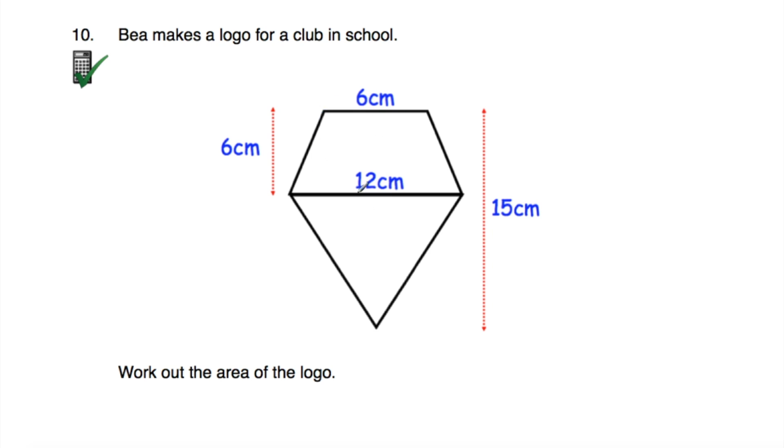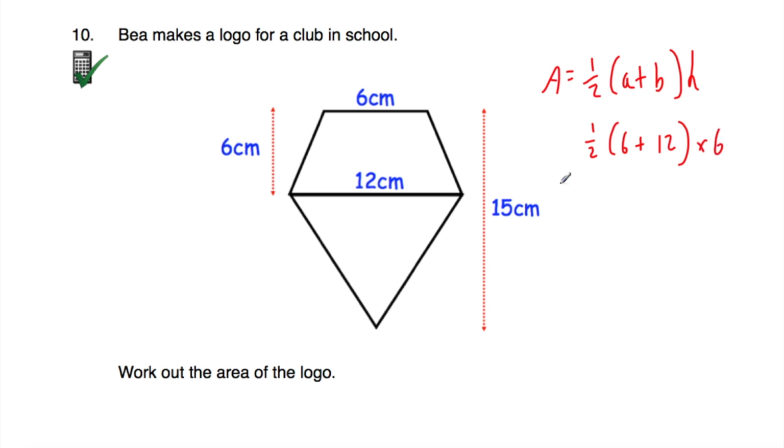So let's start off with the trapezium on the top. The area of a trapezium is equal to half bracket a plus b multiplied by h. And that's half of the sum of the two parallel sides. So in this trapezium, the parallel sides are the top and the bottom. So we're going to do a half of 6 plus 12, close brackets, and then times by h. That's the distance between the two parallel sides. In this question, you can see the height of this trapezium is 6 centimeters. So multiply by 6. That's a calculator question, so you could type this in your calculator, a half of brackets, then 6 plus 12, close brackets, multiply by 6, and that'll give you the area of the trapezium.